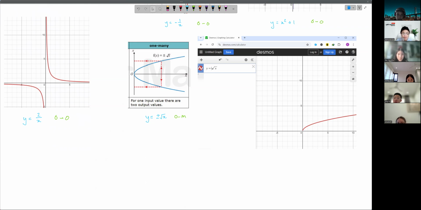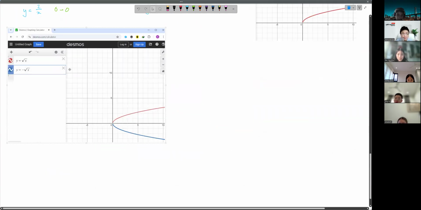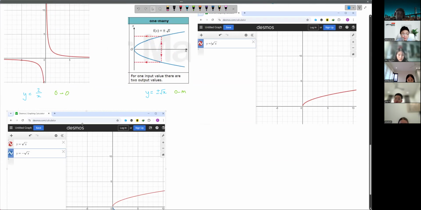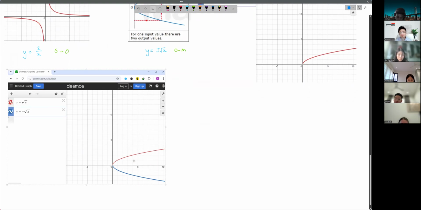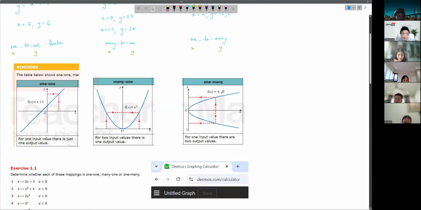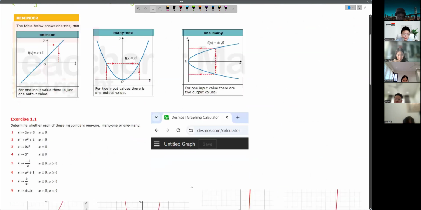So if I add the negative, then you have this shape. That's why there's a positive negative here. So that is all for mapping. It's just a very short part, just revolving around this tree: one to one, many to one, and one to many.